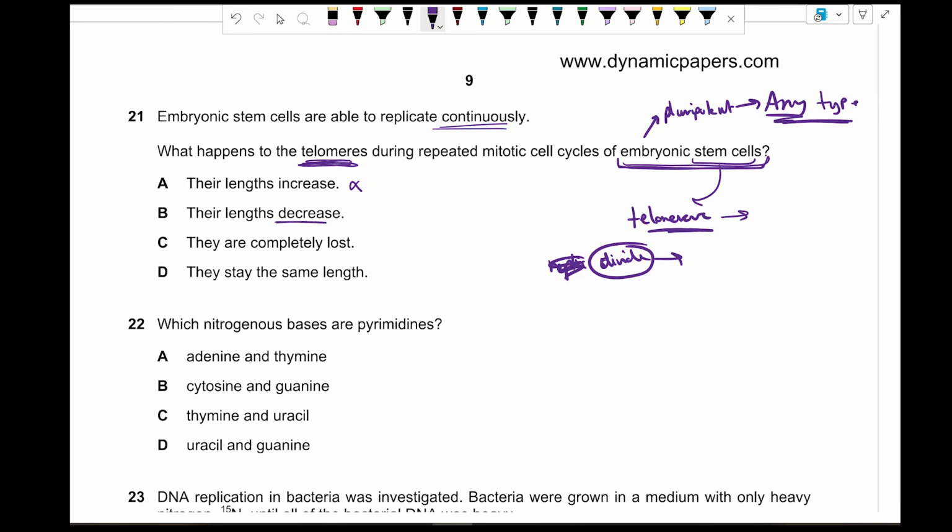B. Their lengths decrease. This would happen in any typical cell, however, not stem cells. Therefore, this is incorrect. C. They're completely lost. Also, this is incorrect. D. They stay the same length. This is correct, and the answer is going to be D.